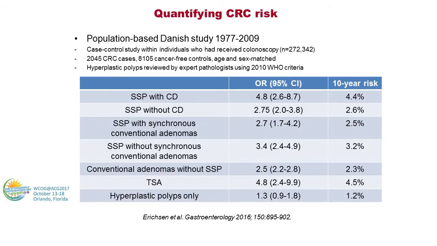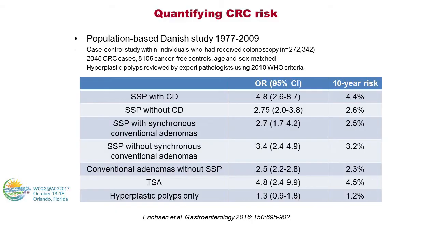And then they estimated the risk of colon cancer over a 10-year follow-up period. And look at the results on the right side of the table here. Patients who had sessile serrated polyps without dysplasia, sessile serrated polyps without synchronous adenomas, sessile serrated polyps with synchronous adenomas, and conventional adenomas without serrated polyps all really had very comparable 10-year risk of colorectal cancer.